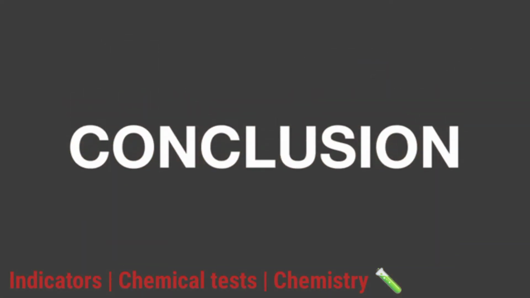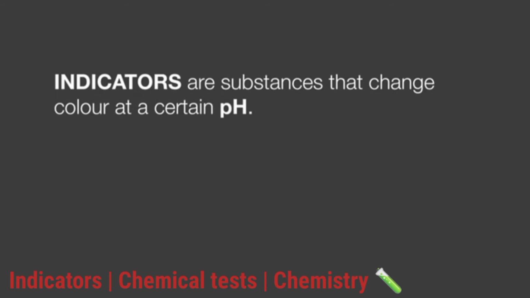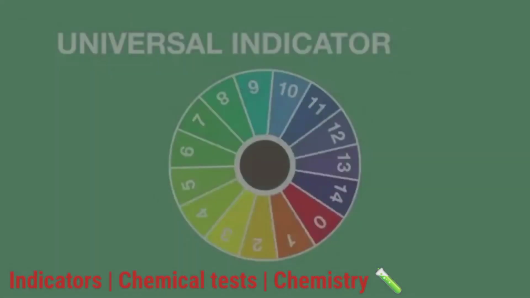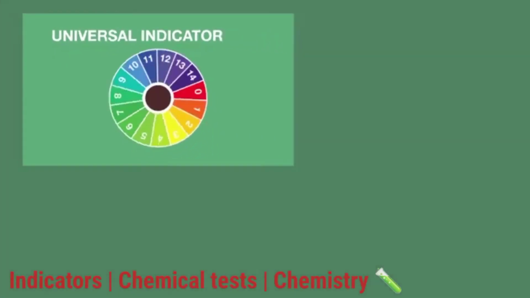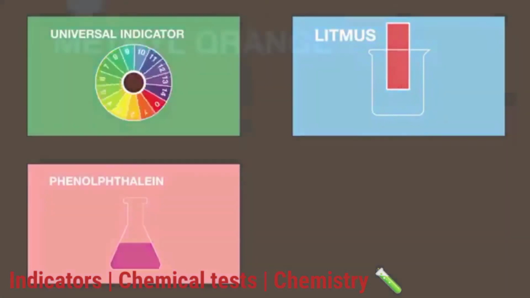In conclusion, indicators are substances that change color at a certain pH. The point at which an indicator changes color is known as its endpoint, which can be at any pH. Very common indicators that you will encounter are universal indicator, litmus in the form of litmus paper, phenolphthalein, and methyl orange.